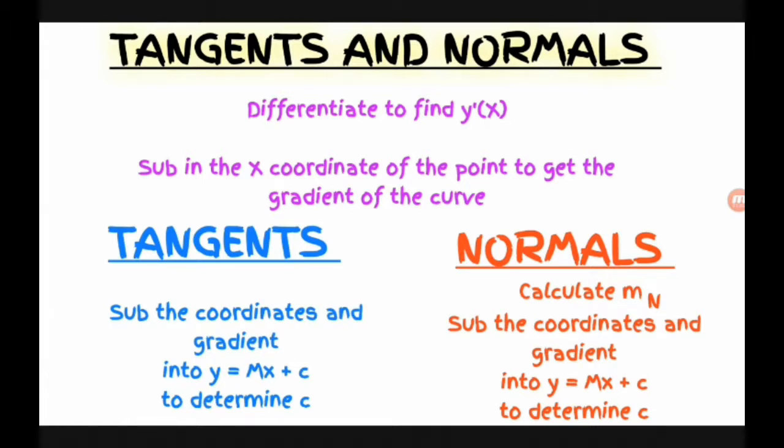Same thing. So once we have the gradient of our normal, it's then the same job as with tangents. We substitute the gradient and the x and y coordinates of the point into y equals mx plus c to find the value of the constant. So that's the game plan.